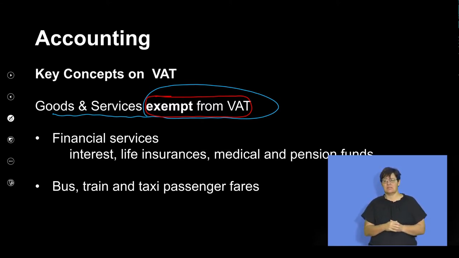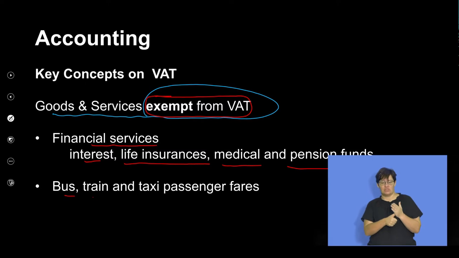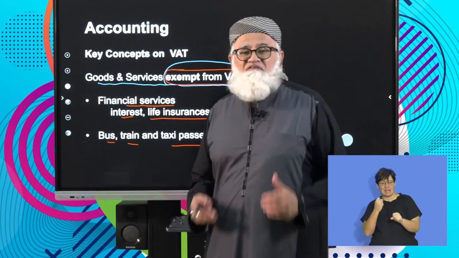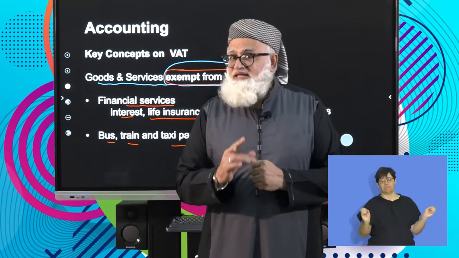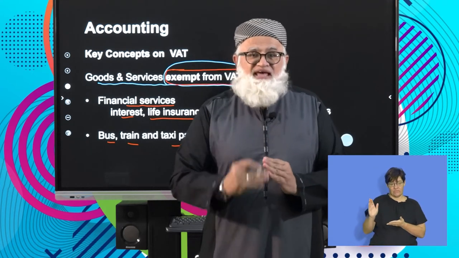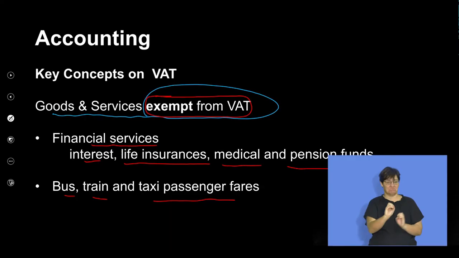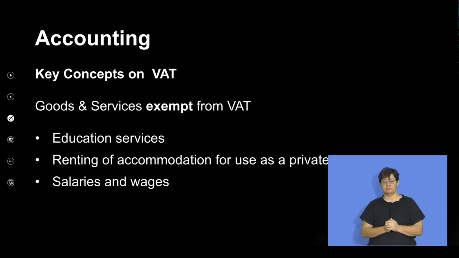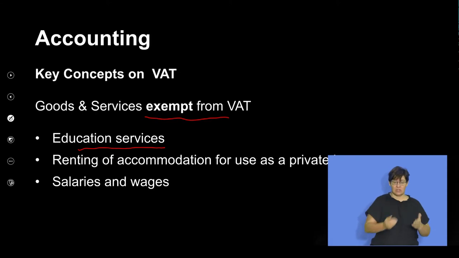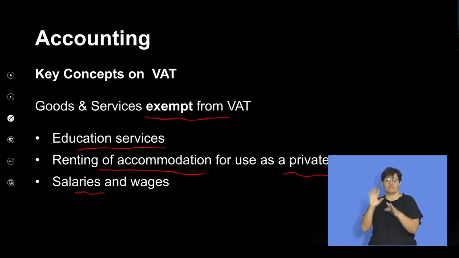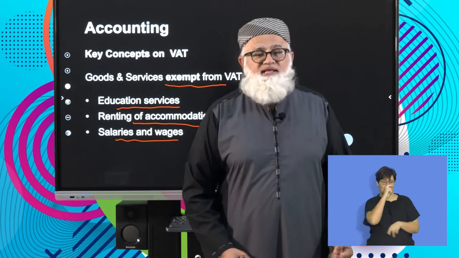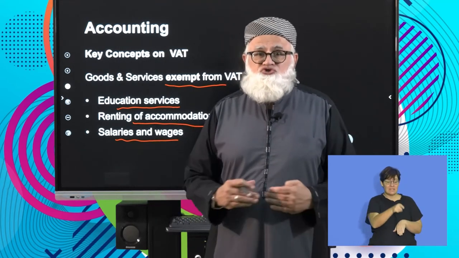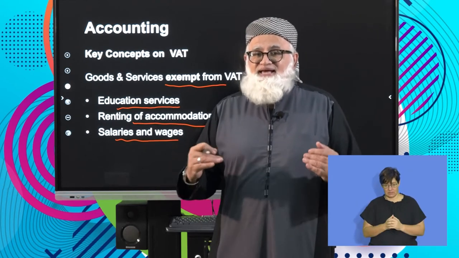The category would be financial services, interest, life insurances, medical and pension funds, bus, train and taxi passenger fares. All of these are VAT exempt, meaning they will never ever be subjected to VAT. So keep that in mind. Then, still dealing with exempt items, it's education services, the renting of accommodation for use as a private home, salaries and wages. All of these fall within the category of VAT exempt. That means there's no VAT levied on those transactions. That's what we mean by the concept of VAT exempt.